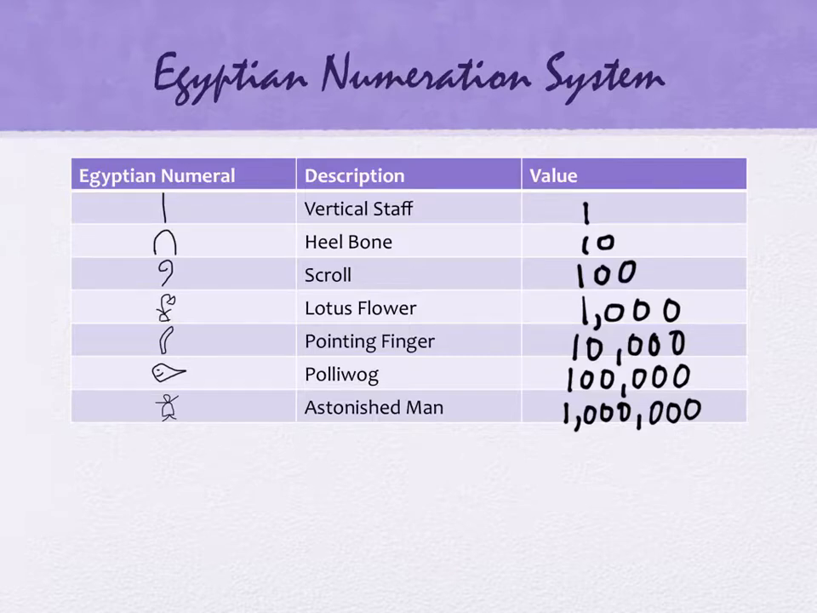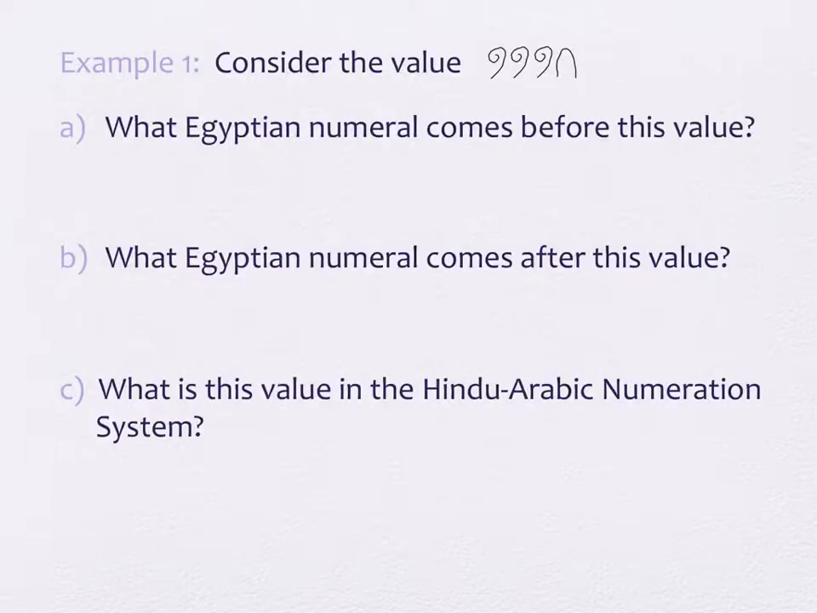Well, I add 1 to 437 and I get 438, right? For example. So I just need to add 1 to it, and adding 1 to it means adding a vertical staff. So I can do that. So over here, the number that comes after this would have my 3 scrolls and the heel bone and a vertical staff. That's the number that comes after our number.